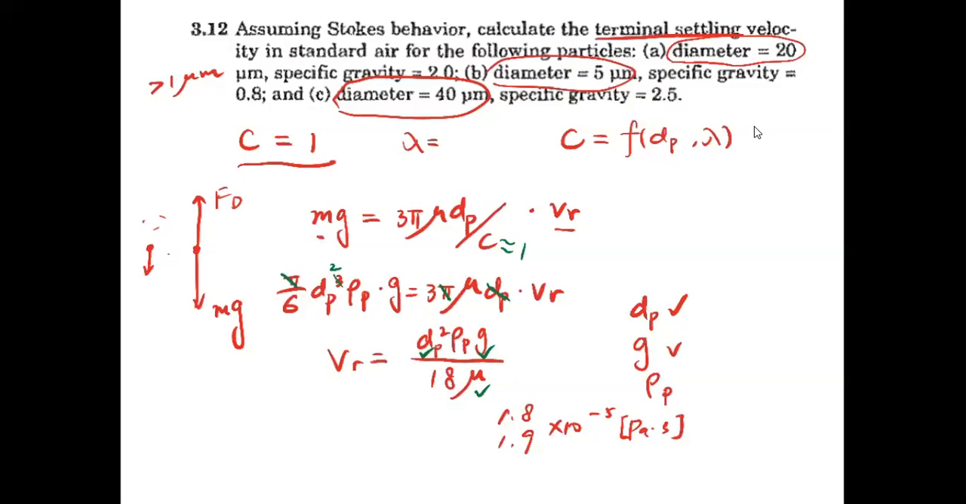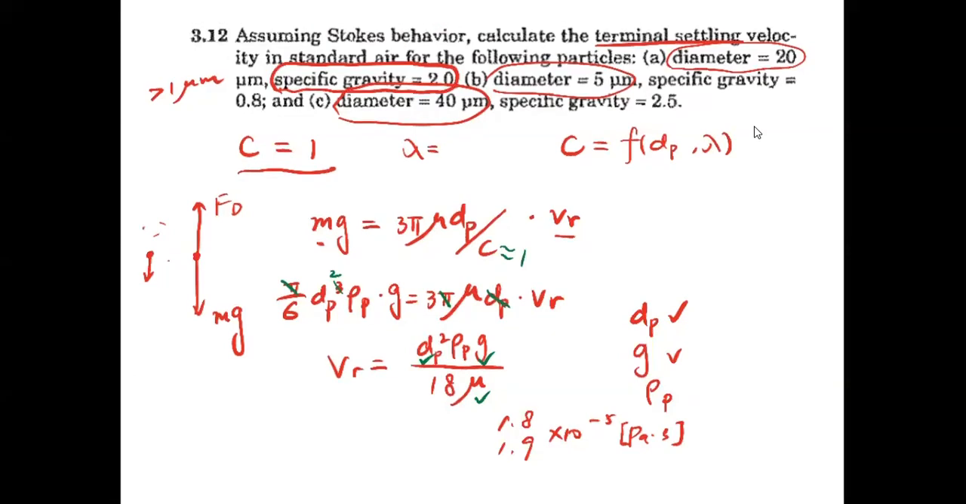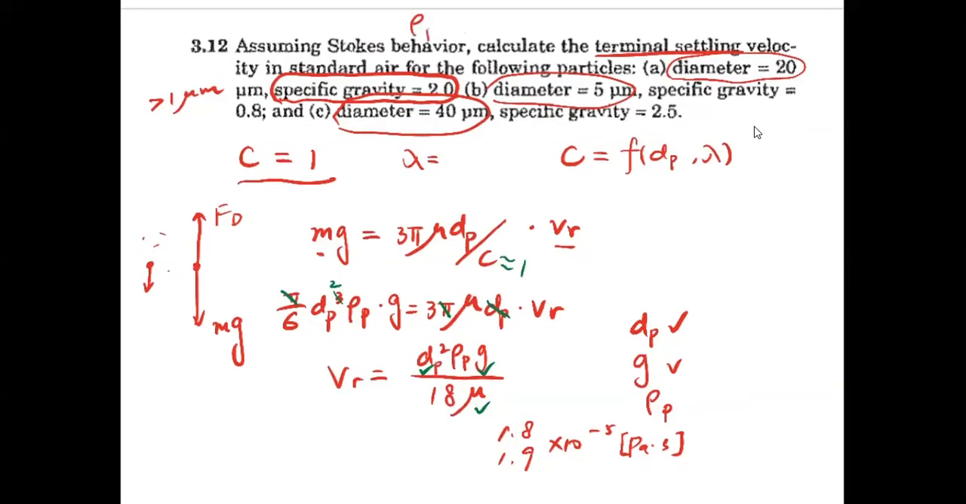So the density is related with this specific gravity. I think in the class I mentioned that this specific gravity just means the ratio between the particle density over the water density. So for example, if this particle has a specific gravity of 2, then that simply means that the density of this particle is 2 multiplied by 10 to the third kilogram per meter cube. Okay, it's twice the density of water.